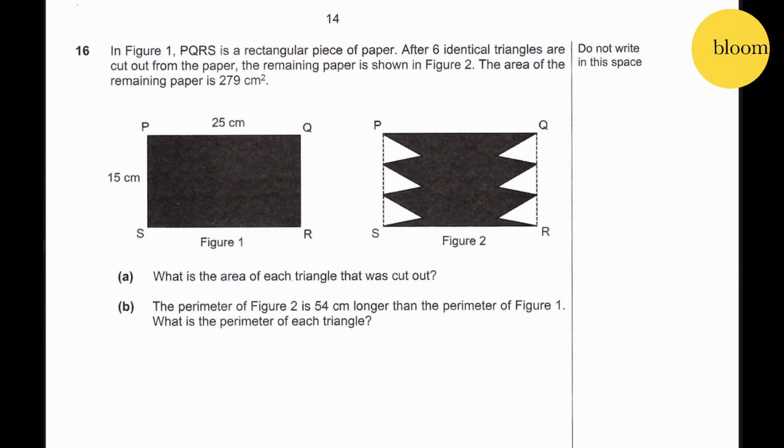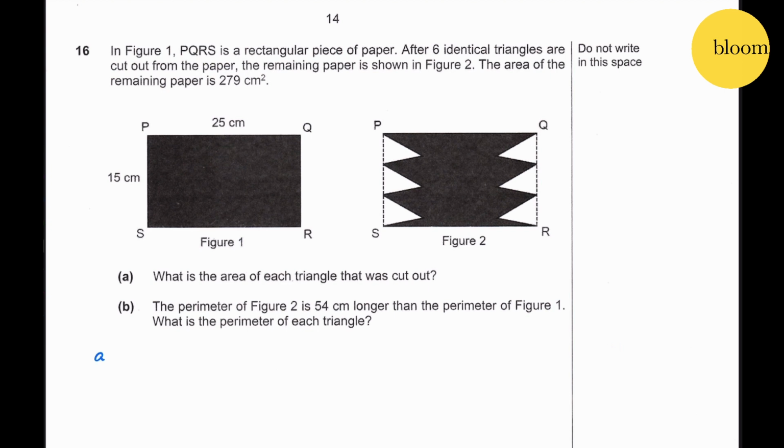Question 16. In figure 1, PQRS is a rectangular piece of paper. After 6 identical triangles are cut out from the paper, the remaining paper is shown in figure 2. The area of the remaining paper is 279 cm². We have PQRS here, 15 cm, 25 cm given, figure 2 here. A. What is the area of each triangle that was cut out? Therefore, we must find the area of PQRS minus the area of figure 2 and then divide by 6 to get the area of one triangle.